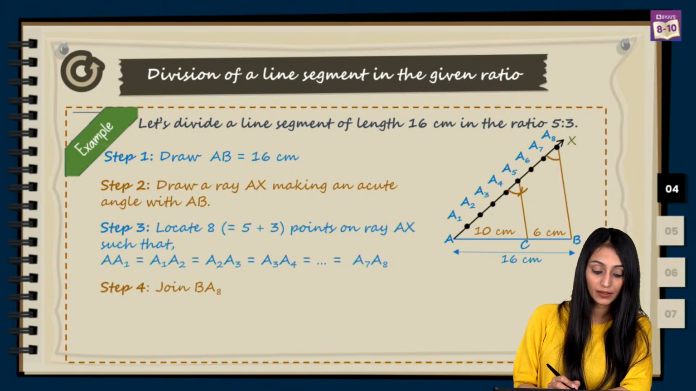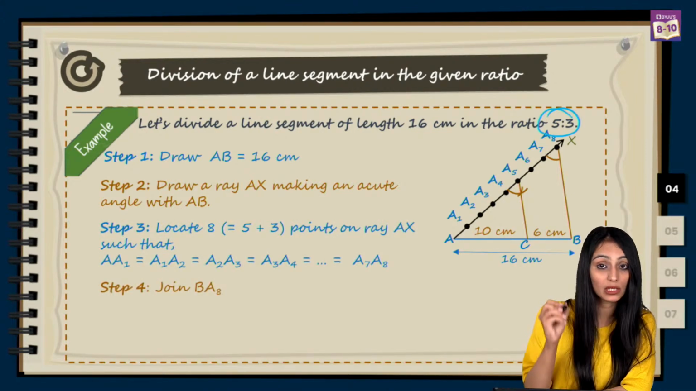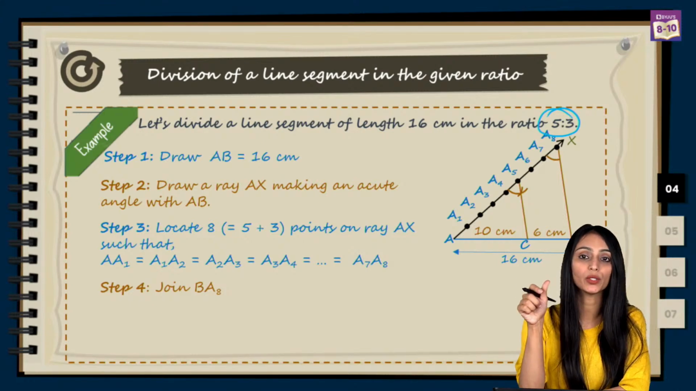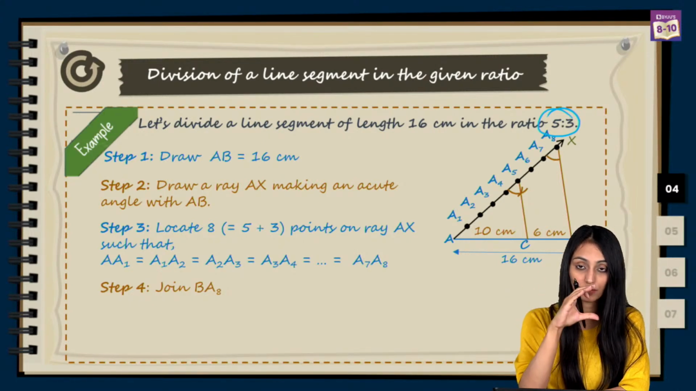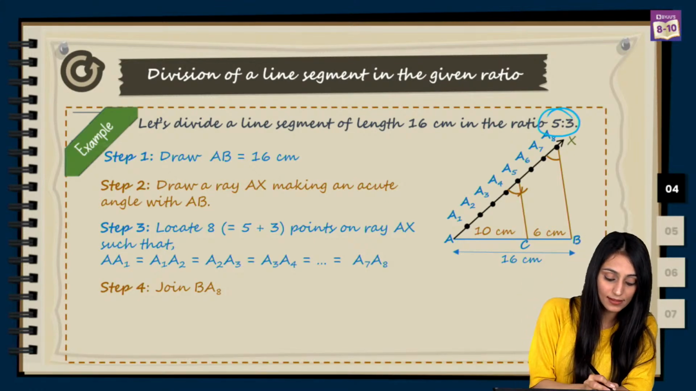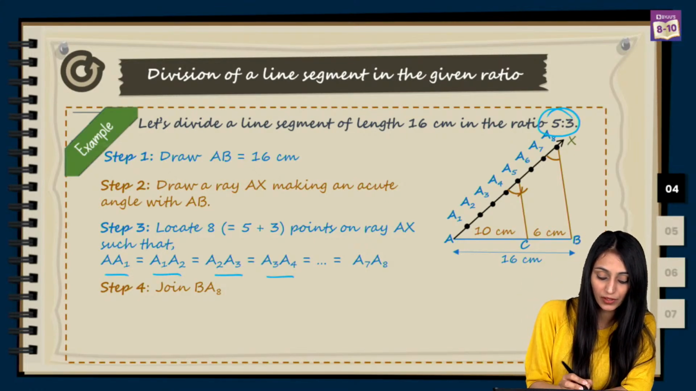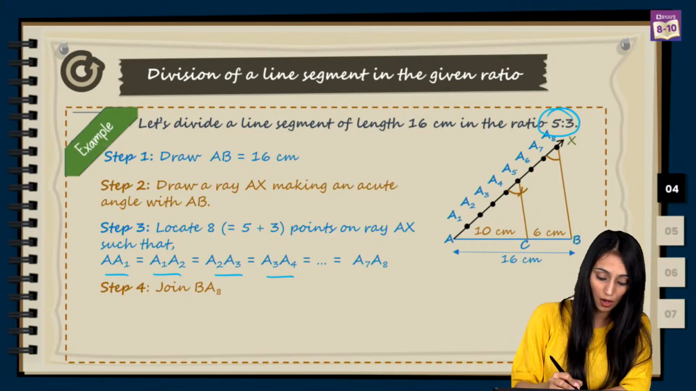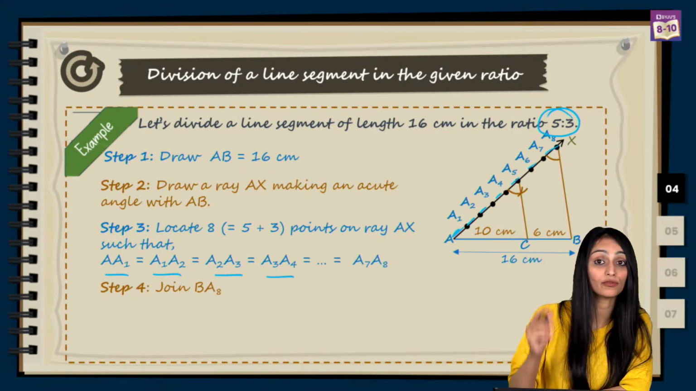Since this is 5:3, total is 8. You have to basically make 8 arcs on this ray AX, such that A1, A2, A3, A4, they all should be equal. All of them should be of equal length.